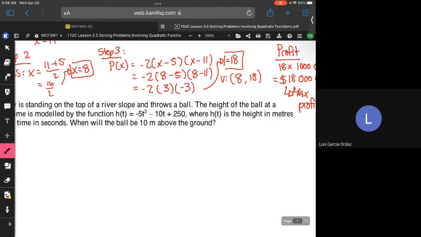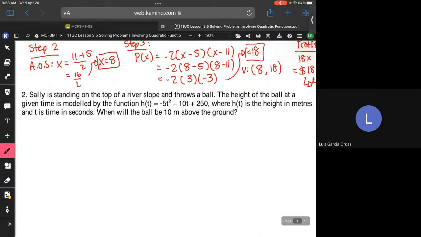Okay, so our last word problem is, yeah, one more.